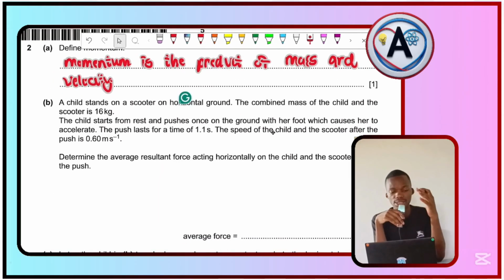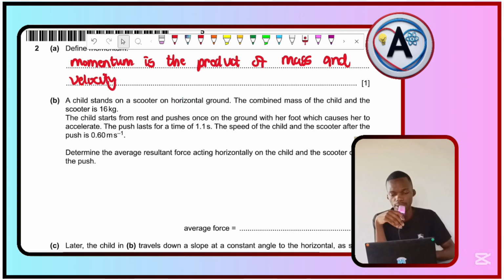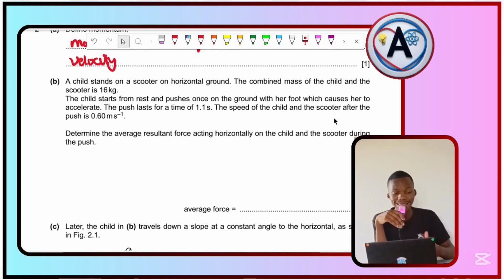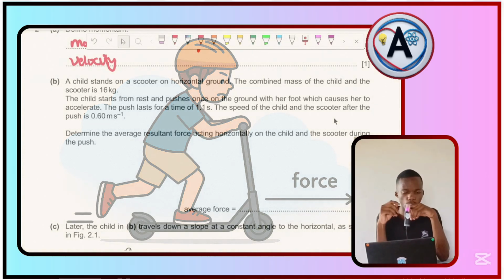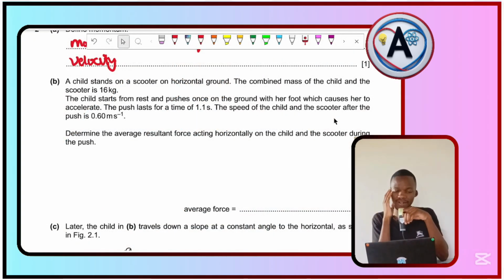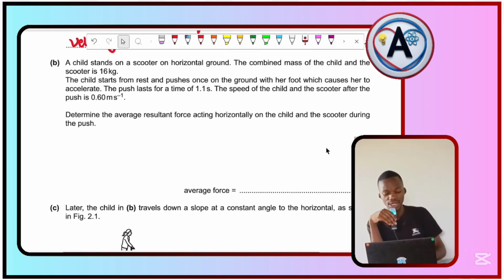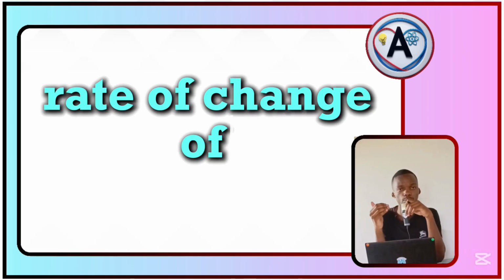Part B, a child stands on a scooter on horizontal ground. The combined mass of the child and the scooter is 16 kilograms. So the child starts from rest. You have a child on a scooter on the ground and the mass is 16. The child is starting from rest, pushes for like 1.1 seconds, and the speed after pushing is 0.60, and we want to determine the average resultant force. So you have to know what a resultant force actually is. So a resultant force, or force in general, is the rate of change of momentum.